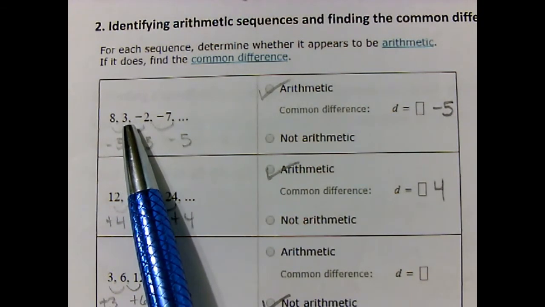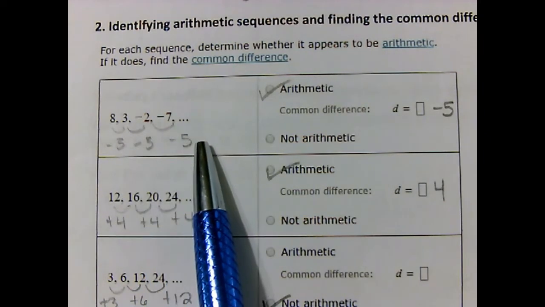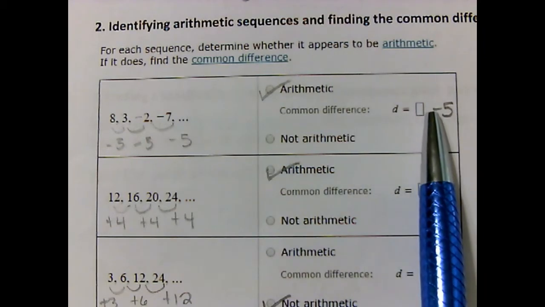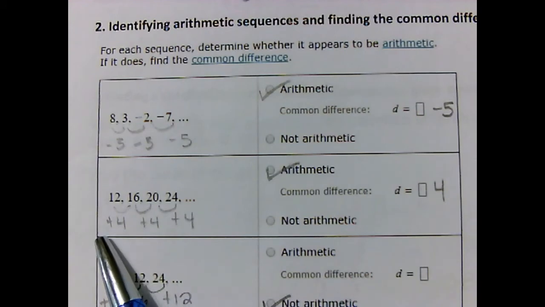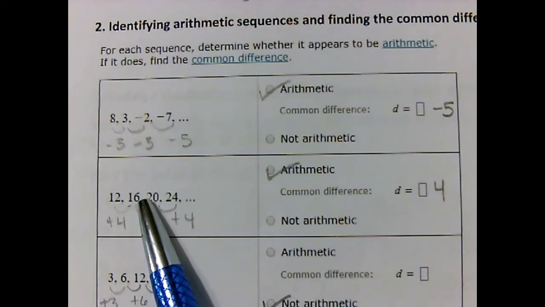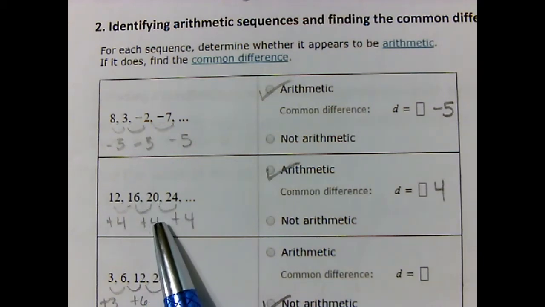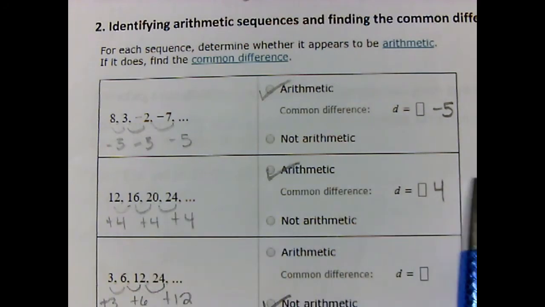3 minus 5 is negative 2. So your difference here is negative 5 and it's consistent. So yes, this is an arithmetic sequence and the difference is going to be negative 5. For the second problem, you can see that what we're doing to get from the first term to the second term is adding 4. From the second term to the third term, you're also adding 4. So here this is an arithmetic sequence and the difference is plus 4.